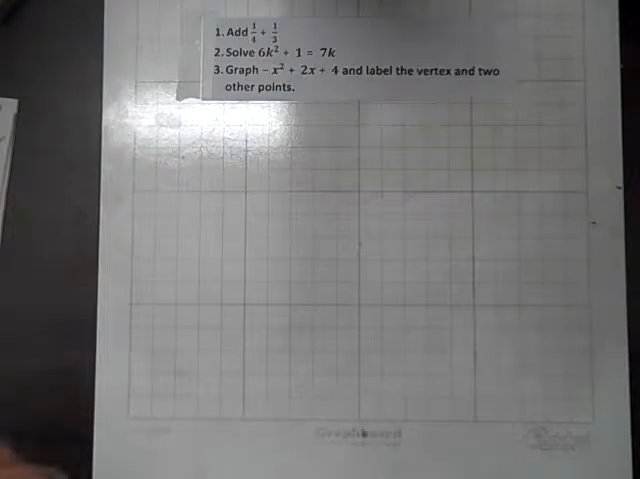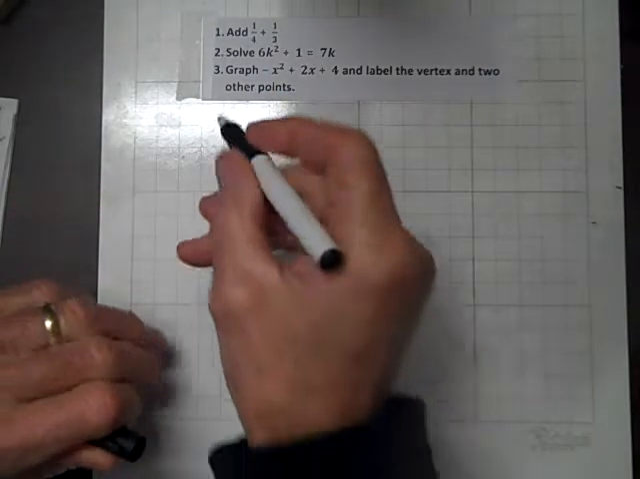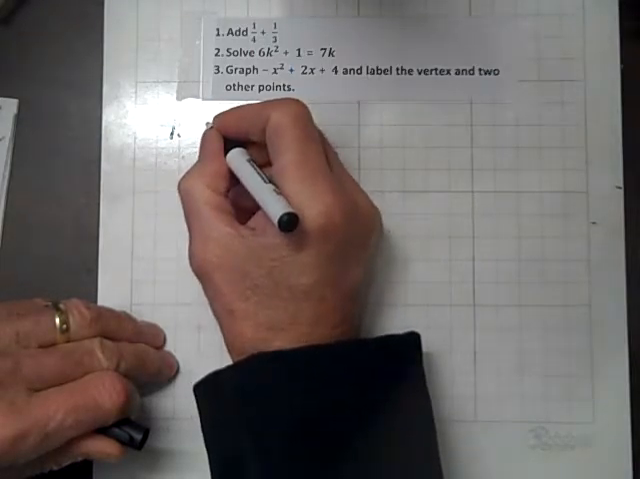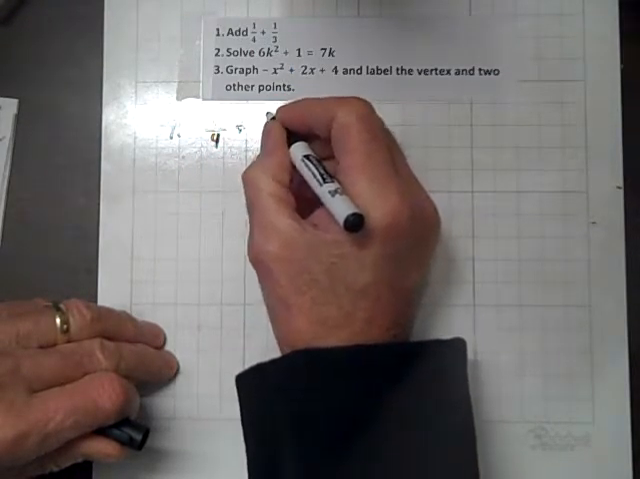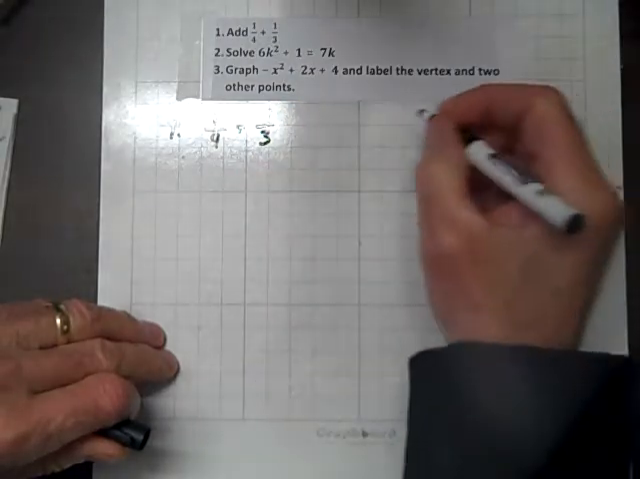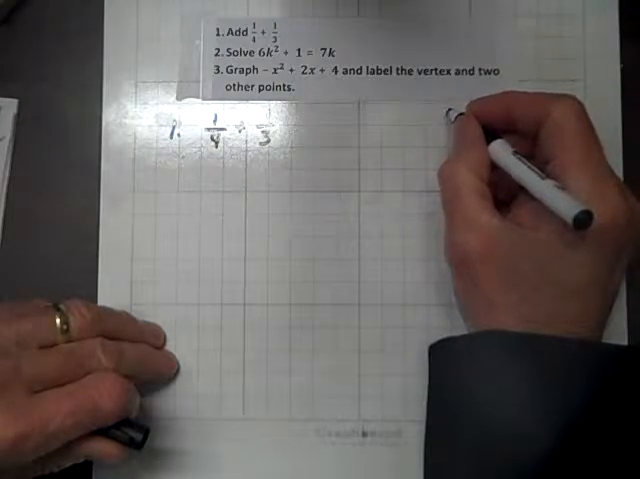Okay, today we have three problems to resolve. The first one is the addition of 1/4 and 1/3. And to start, let's find the least common denominator.